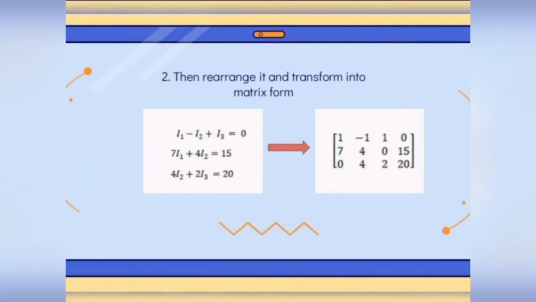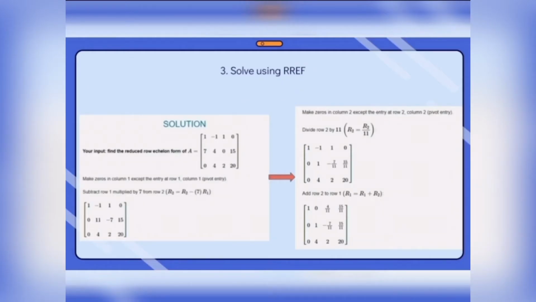The second step is to rearrange the equations and transform them into a matrix form. In matrix form, these equations form columns and rows for simplification in solving for each component. Next, the matrix A is simplified using RREF. First, to make zeros in column 1, accept the entry at row 1, column 1. Subtract row 1 multiplied by 7 from row 2.